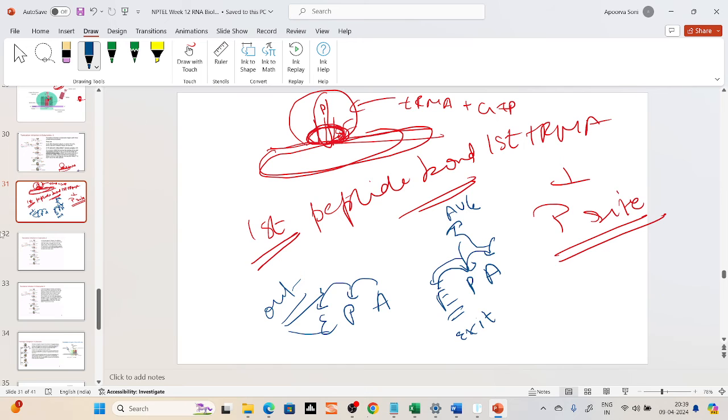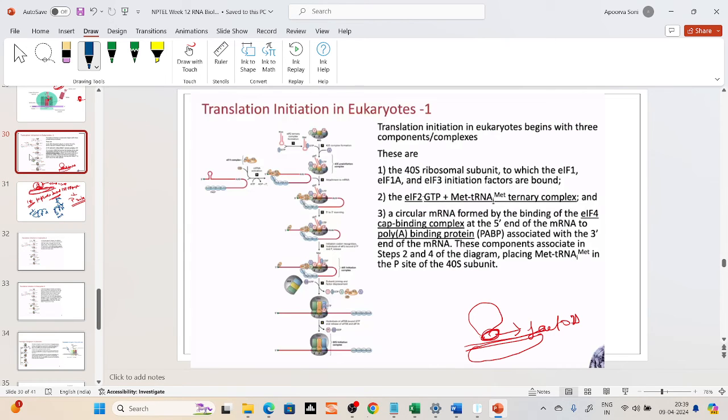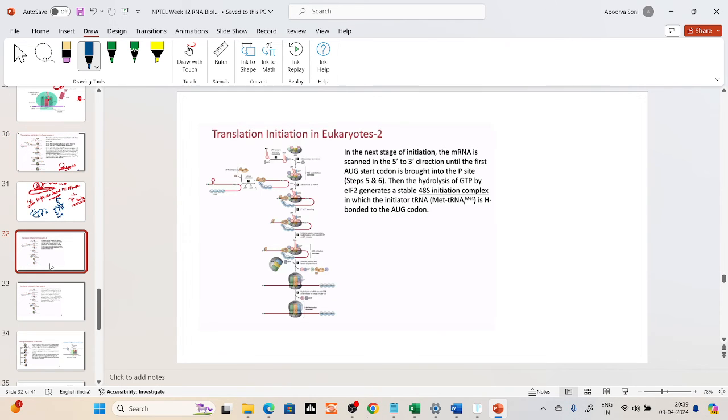Okay. This is the initiation. So initiation means the coming of the first amino acid and the formation of the first peptide bond. That is your initiation.